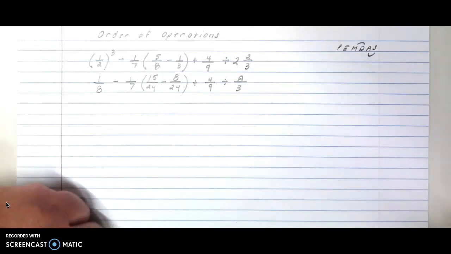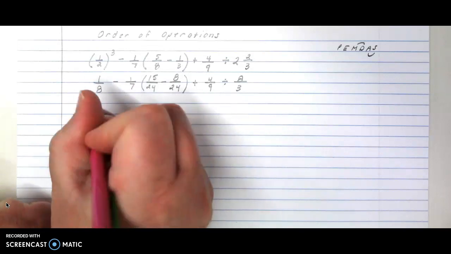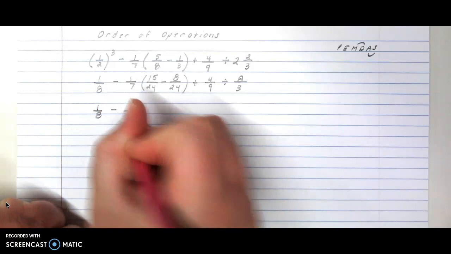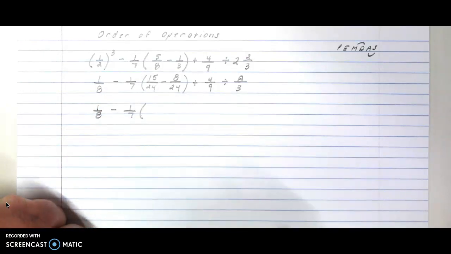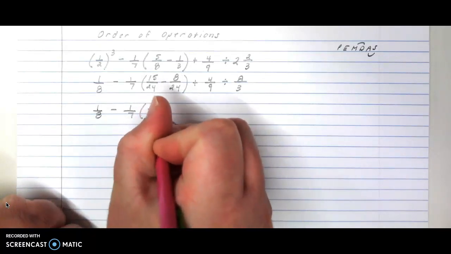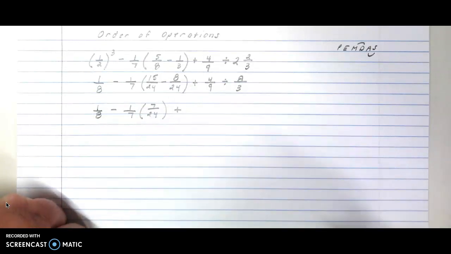Alright, now we're going to simplify the part inside the parentheses, so this now becomes 1 over 8 minus 1 over 7 times the quantity of, well, 15 24ths minus 8 24ths is 7 24ths, plus 4/9.